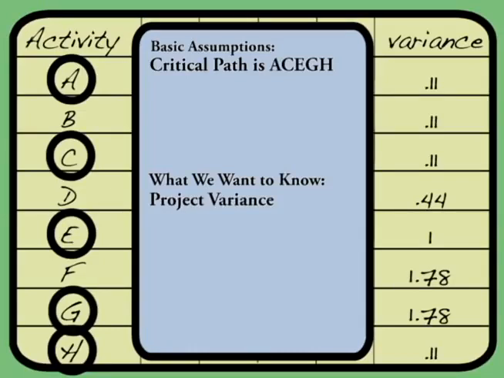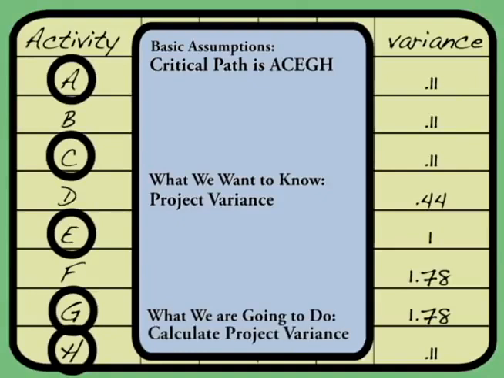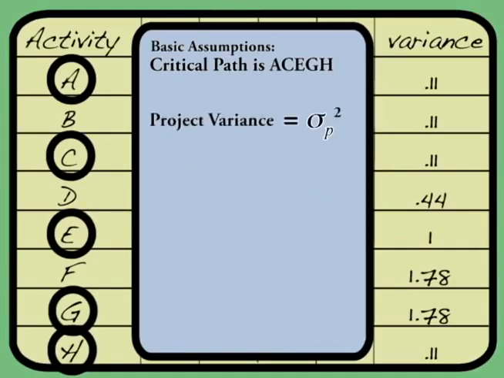But it's not as bad as it was when you were in statistics. What we're going to do is calculate our project variance. Project variance is denoted as the following, and all it is is the sum of the variances along the critical path. So we can go back to our chart now and figure out what that is.